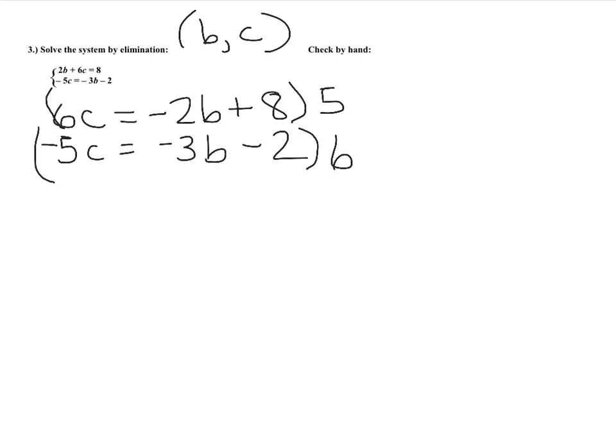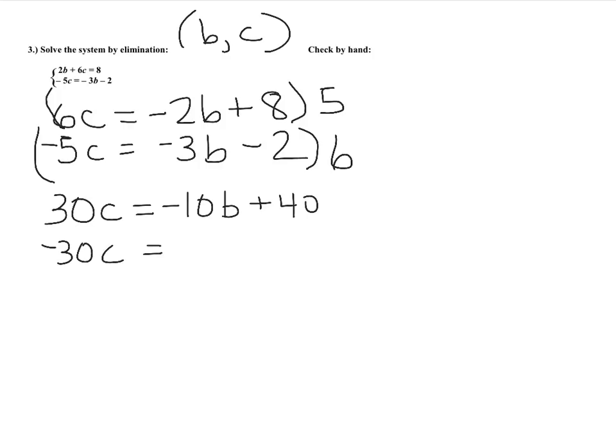You can eliminate the b's. So when I do that, I multiply 6c by 5, I'm going to get 30c. And then negative 2b times 5, I'm going to get negative 10b. And then 8 times 5, I'm going to get 40. And then negative 5c times 6, I'm going to get negative 30c equals negative 6b times 6 is negative 18b. Negative 2 times 6 is negative 12.